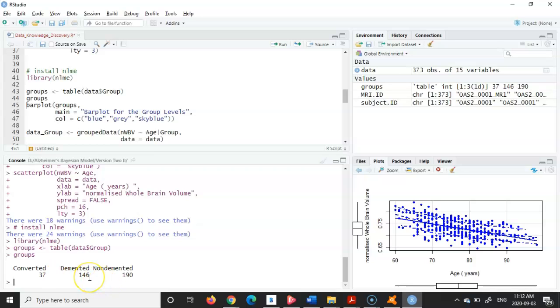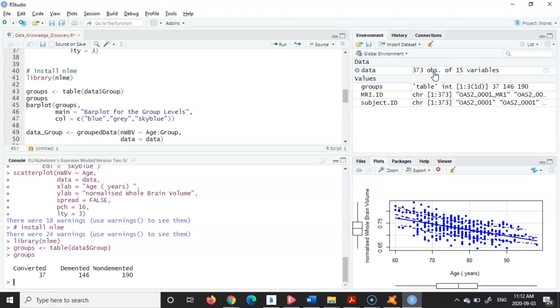We have 146 cases that have been diagnosed as demented, which means they have dementia, and also 190 observations which have not been identified as being demented or having dementia. And the total of them should add up to 372 observations, which we saw in the previous tutorial is the number of the rows or the number of the observations.